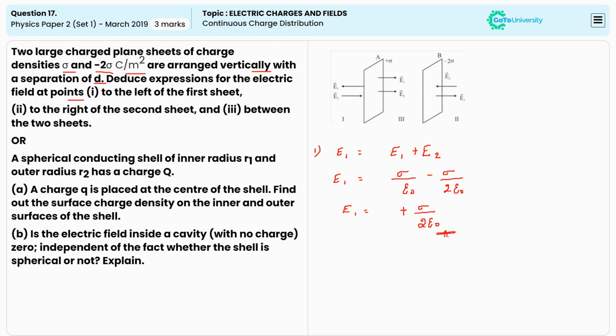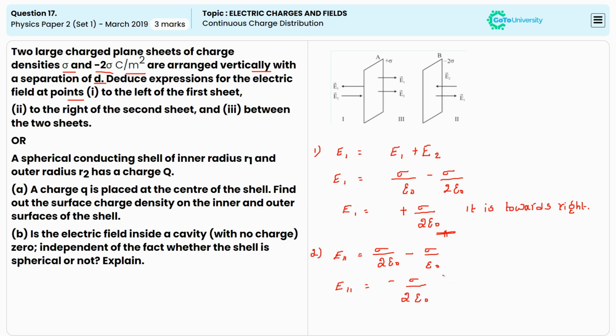This is the equation. It is towards the right. And the second case, electric field in the region to the right of the second sheet. Then E2 is equal to sigma divided by 2 epsilon naught minus sigma divided by epsilon naught. Then E2 is equal to minus sigma divided by 2 epsilon naught.